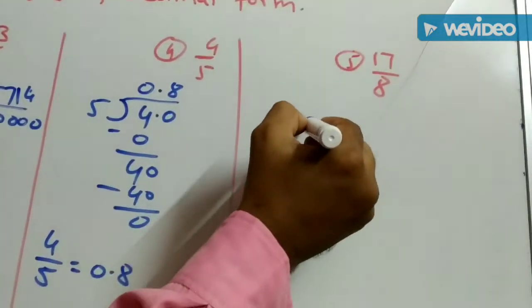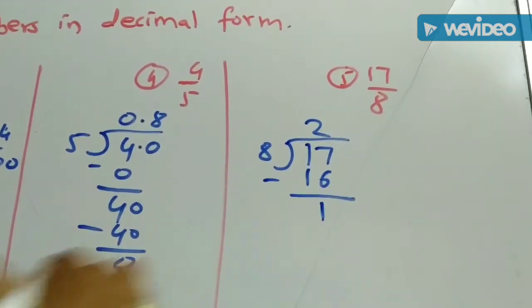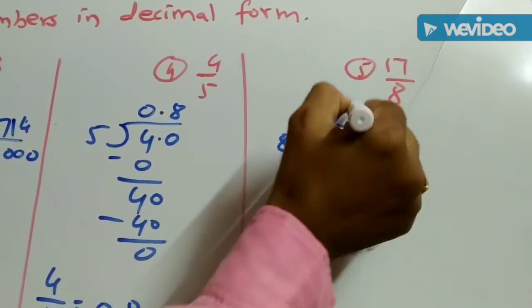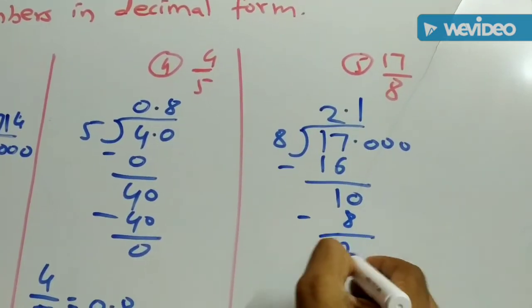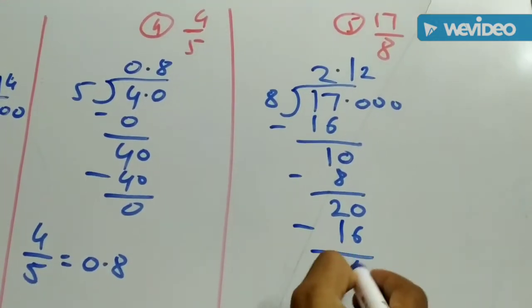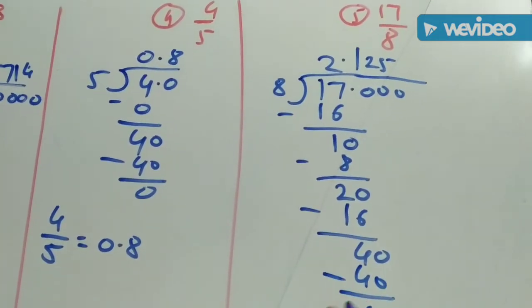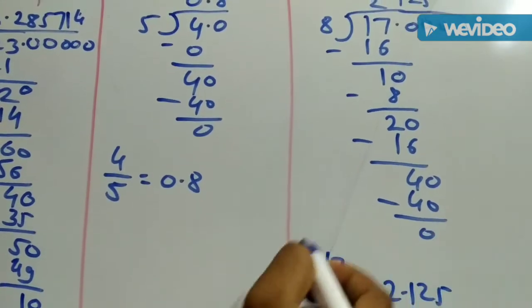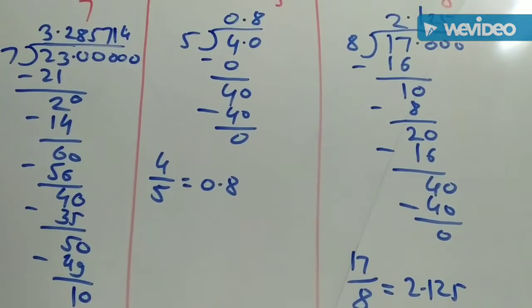Then fifth, 17 divided by 8. 8 twos are 16, remaining 1. Here taking the decimal point, and here we take 0. 8 ones are 8, remaining 2, taking 0. 8 twos are 16, remaining 4, taking 0. 8 fives are 40, and therefore 17 upon 8 is equal to 2.125, and that is the decimal form of the given rational number.